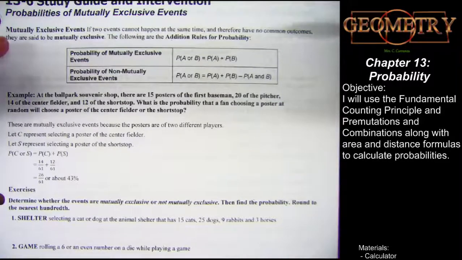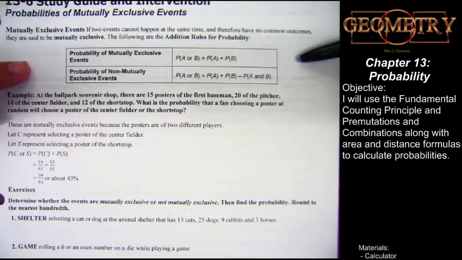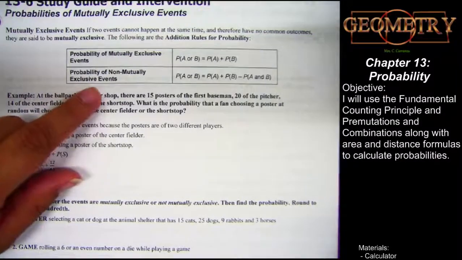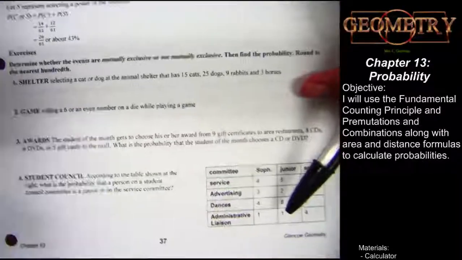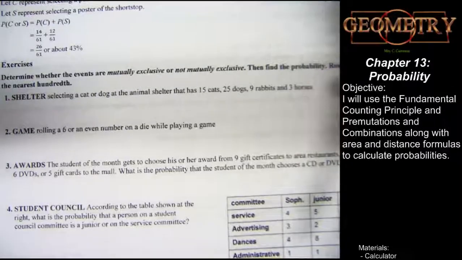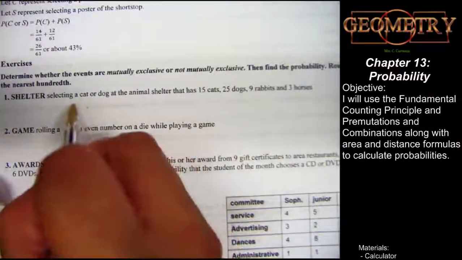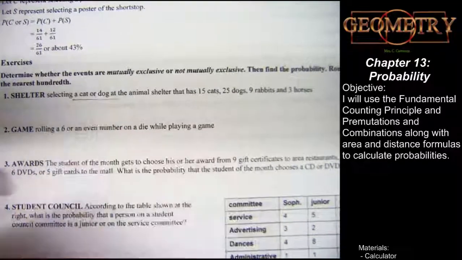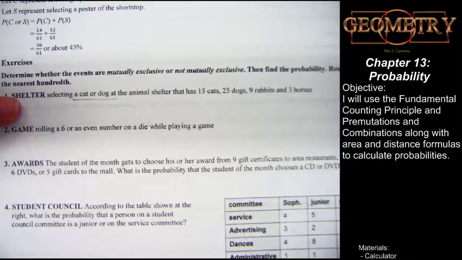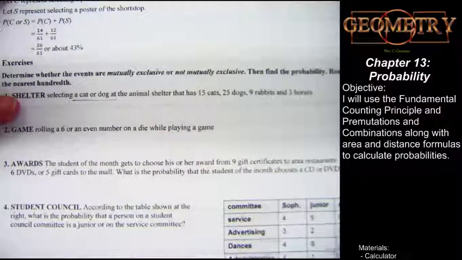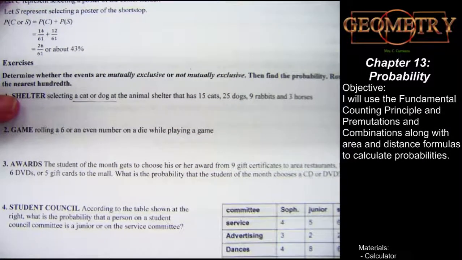Okay. We're talking about mutually exclusive or non-mutually exclusive events. These were always hard for me to understand, like which one is which, so here's the best way I can think of to explain it. A mutually exclusive event would be something like this. Going to the animal shelter to adopt a pet, wanting a cat or a dog, and picking an animal at random. There's no way for this animal to be both a cat and a dog at the same time.